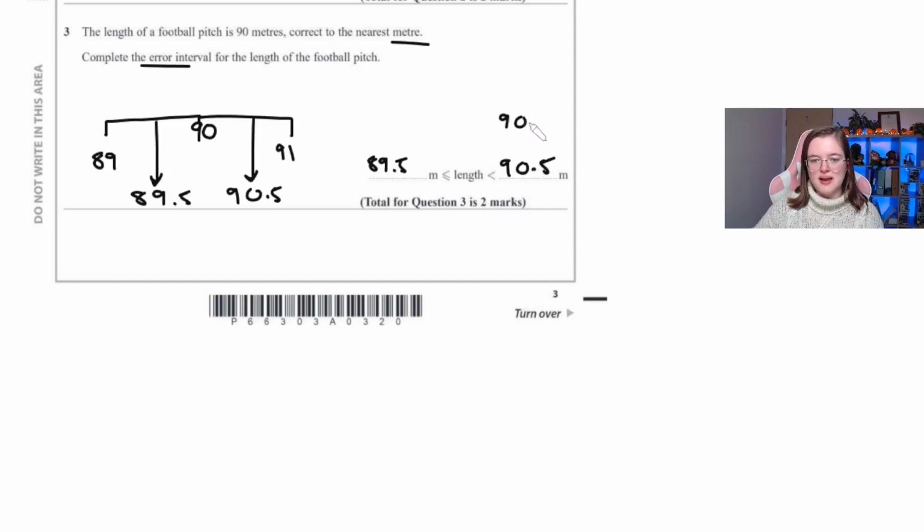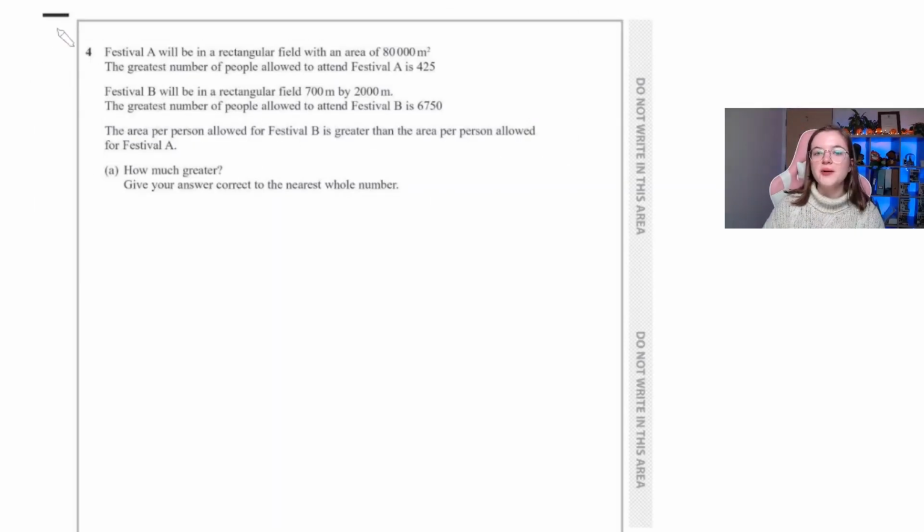So 90.49 recurring, which we don't like using in math. We don't like using recurring decimals, hence why we call it this, but just don't put the line there. So it can't be this, but it can be anything up to it, hence why we put it. There we are. And that, easy, is question 3. On we go. Question 4.